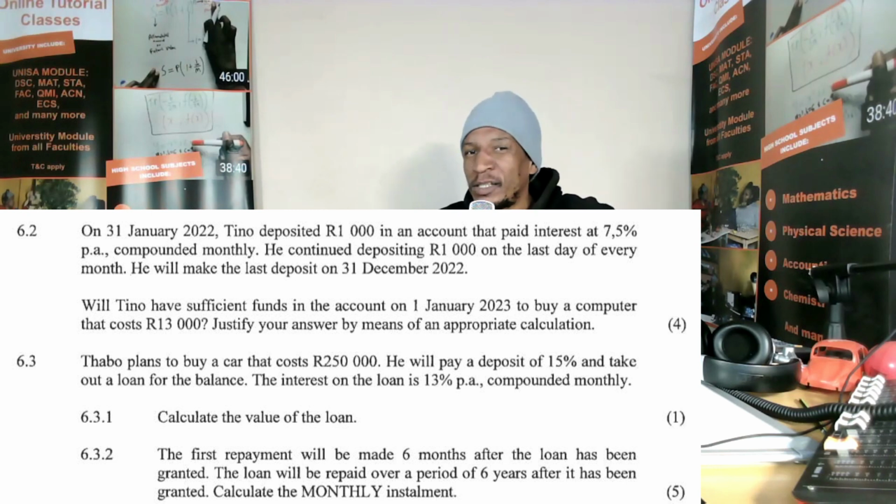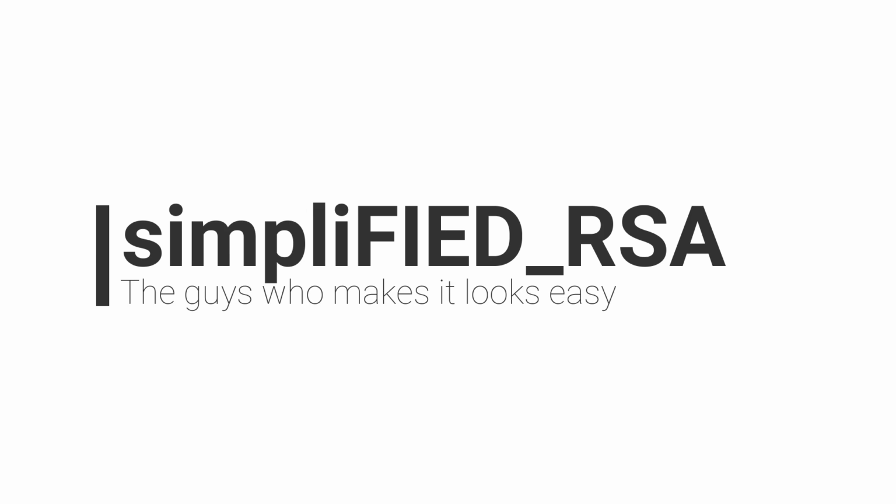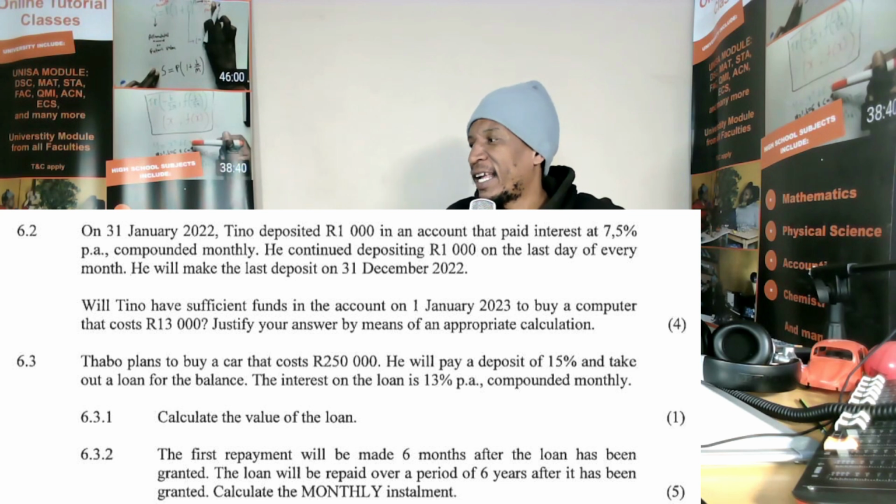So we've done 6.2. Looking at 6.2, first try to approach it and see if you can do the question. If not, you can pause from here, go to the previous video and watch how we did 6.2. That's when we were calculating future value of annuities, because we are still busy with annuities, right? Today we're going to look at 6.3.